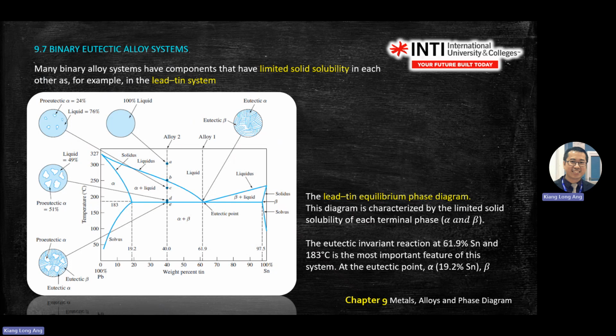Okay, so here we slowly dissect. Here, 61.9 is the one where you see alpha and beta liquid. At this point, you'll see two types of solid, alpha and beta, at the same time. This point, when you see two types of solid, alpha and beta, together with the liquid, is called the eutectic point.